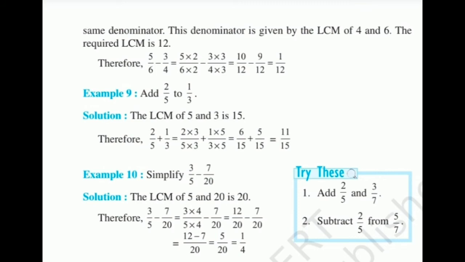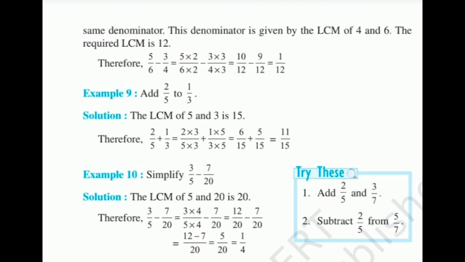Example number 9, add 2 by 5 to 1 by 3. The LCM of 5 and 3 is 15. Therefore 2 by 5 and 1 by 3 can be written as 2 into 3 by 5 into 3 plus 1 into 5 by 3 into 5. Hence we'll get 6 by 15 plus 5 by 15. When we add these two, we'll get 11 by 15.